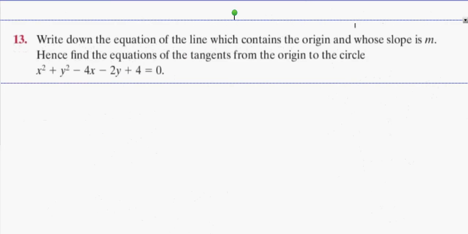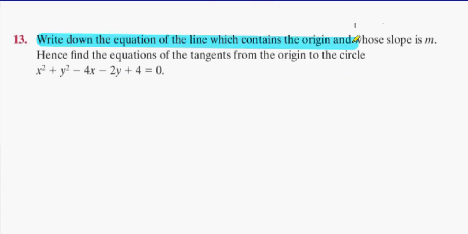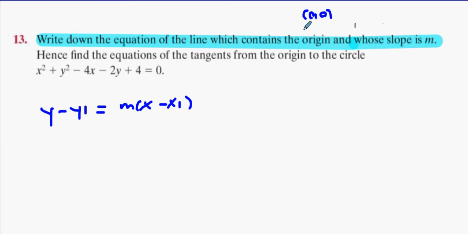Write down an equation of a line which contains the origin and whose slope is m. Okay. So that's the first part of your question. So how do you do that? And what point does it have to contain? And what does that mean about x1, y1? 0. So just simply y equals mx, isn't it?